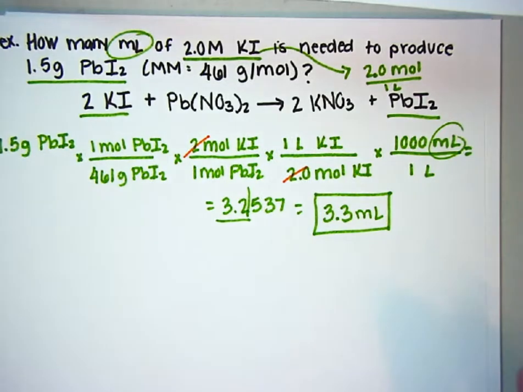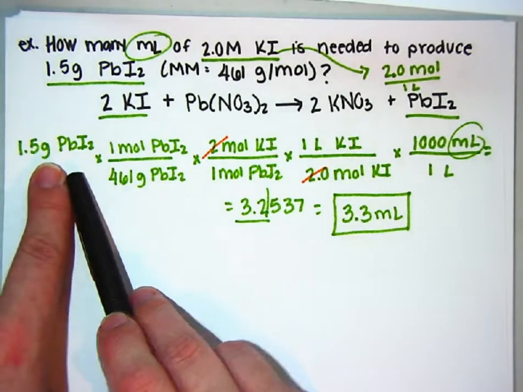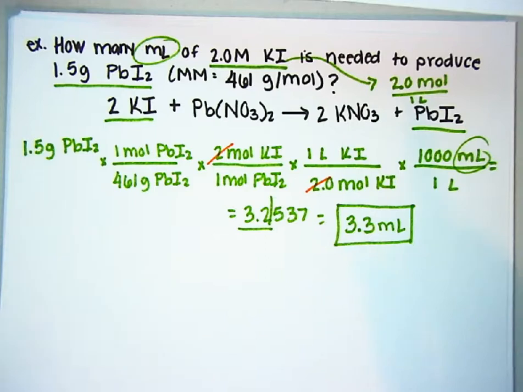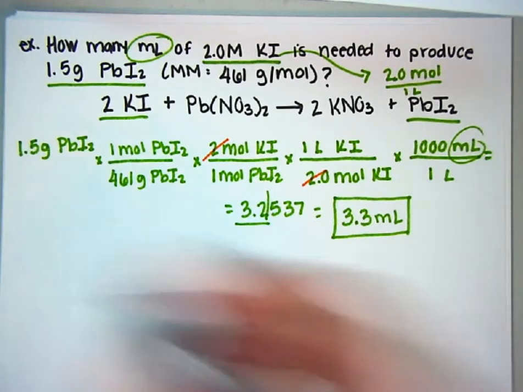Alright, let's do one more, but let's go the opposite way. For both of these examples that we've done so far, we started with mass and we solved for volume. So let's flip it. I'm going to give you a value and you're going to solve for the mass.